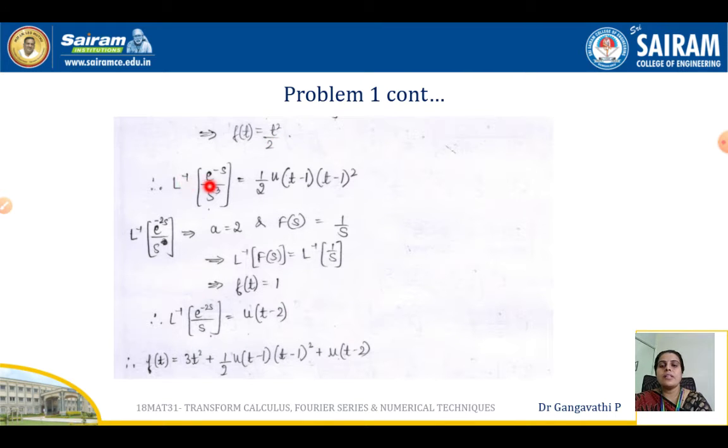Similarly consider the third term, it is e to the power of minus s by s cube, the second term itself. L inverse of e to the power of minus s by s cube is equal to half into u of t minus 1 into t minus 1 whole square.